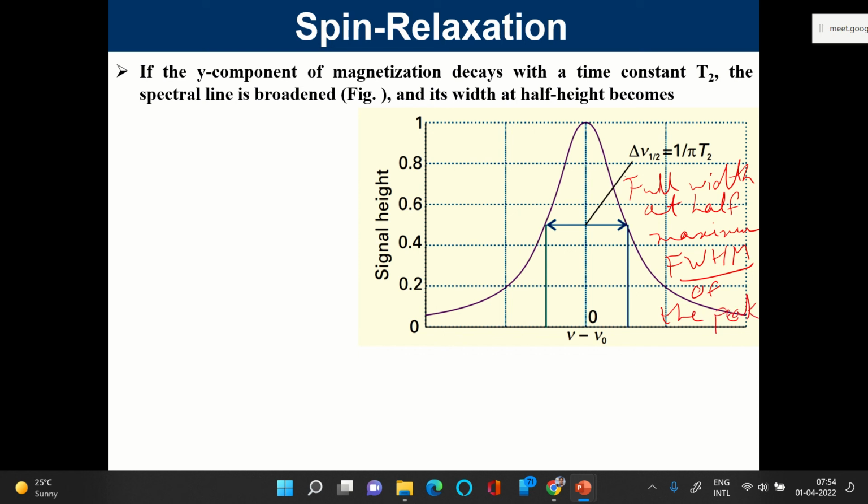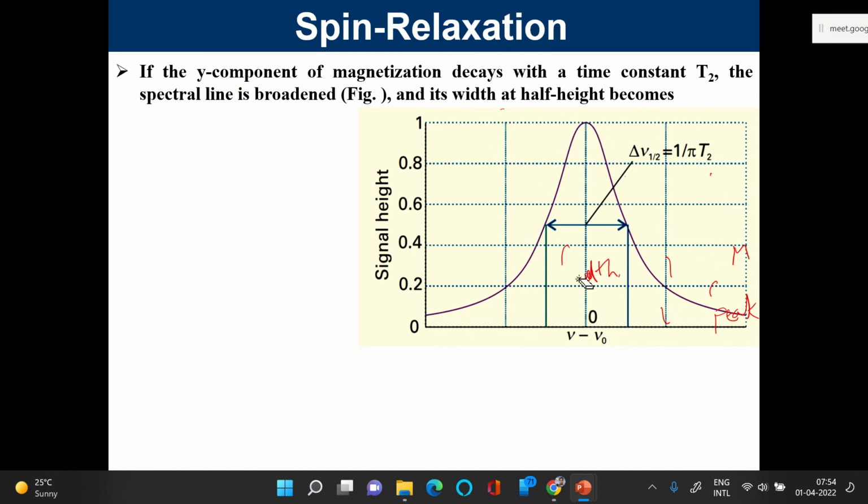Anytime you have to describe the width of a peak, whether it's NMR, absorption, or fluorescence, you always refer to FWHM, full width at half maximum. This is the maximum, the peak represents the max, this is half maximum, and you are taking the full width. So this is the full width at half maximum, and this full width is actually equal to 1 by pi T2.